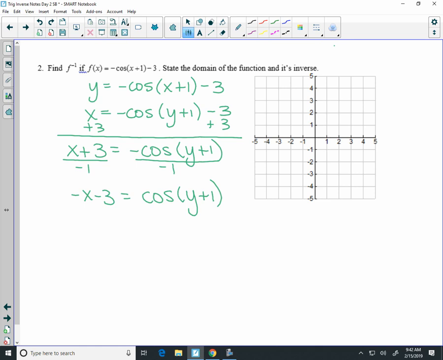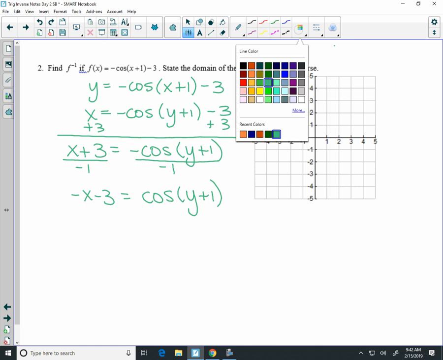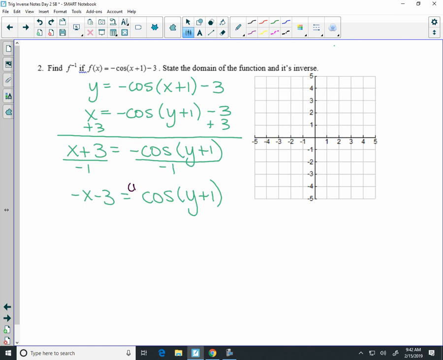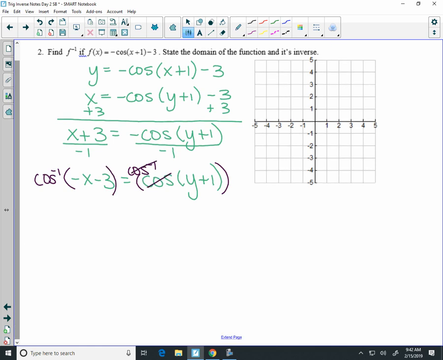How are we moving the cosine? Inverse, not dividing, right? Gotta do the opposite operation. And the opposite operation for cosine is cosine inverse. The opposite operation for ln is e to the, right? Just like to talk about logs every once in a while, so you remember that they're a thing.